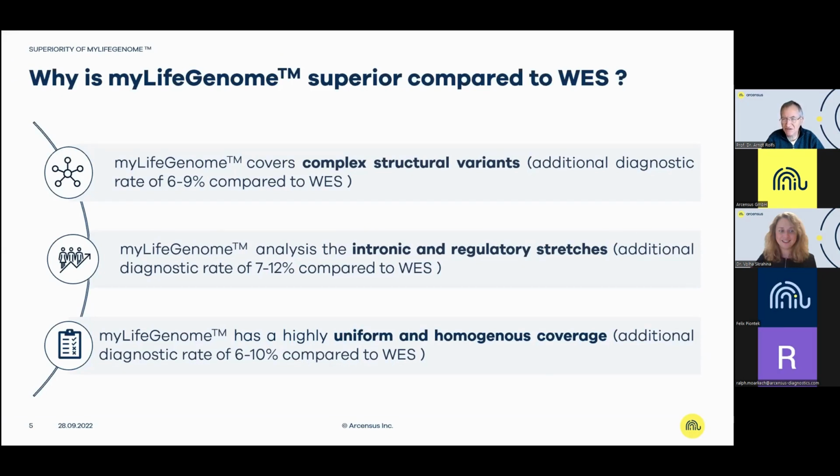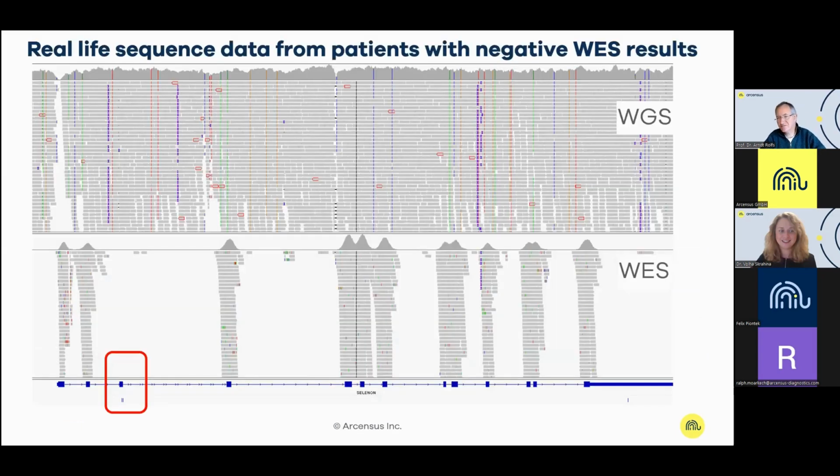And last but not least, because of the technical differences, no enrichment necessary, and the better uniform and homogeneous coverage, an additional 6 to 10% of the cases that have been initially whole exome negative are getting clarified with the genome. And if you put these three parameters together, you end up with a 77% diagnostic rate. Allow me just to show you one example.